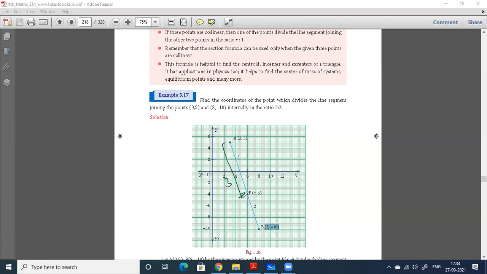This is 3 times, this is 2 times. What will be the total times? 3 plus 2 will be 5 times. That is m plus n equal to 3 plus 2, that will be 5. You have to imagine that. Once you understand that, you know what the problem is.